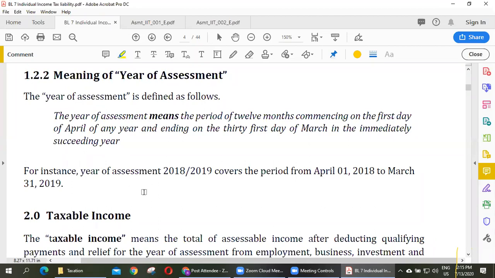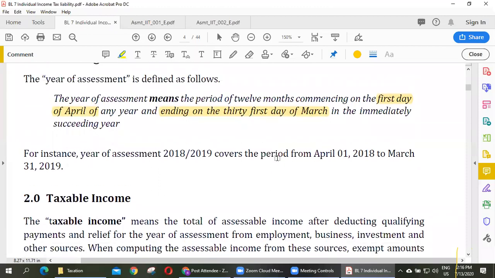So the year of assessment is defined as follows. In accounting, we use accounting period, accounting year, but in tax we use year of assessment. The year of assessment means the period of 12 months, common for all, commencing on the first day of April and ending on the 31st day of March in the immediately succeeding year, right?